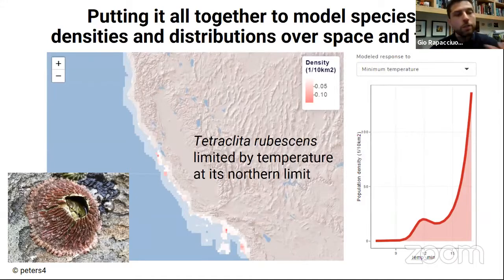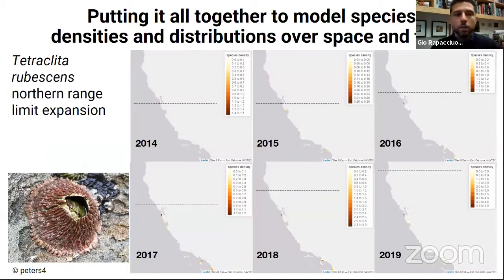So just for some quick examples, we've been able to look at the influence that temperature has on the distribution of Tetraclita rubescens, the pink volcano barnacle. And you can see that generally Tetraclita tends to increase in density at slightly warmer temperatures. Unfortunately, this is truncated here at the border with Mexico. And so we're getting an upward curve, but obviously this should go down at some point when it gets too warm. But certainly in California, the warmer it is, generally, the more this species increases in density.